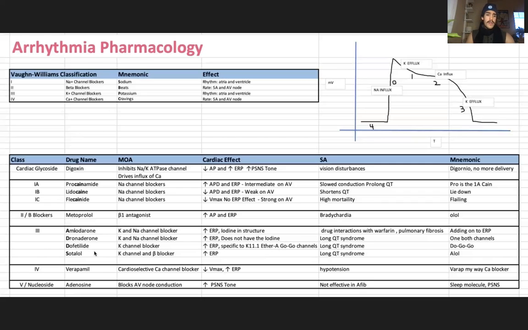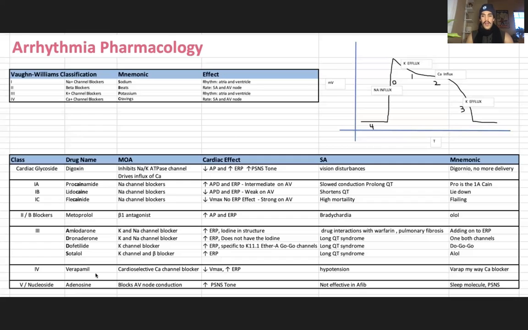So the last one is sotalol. What do you think when you say ALOL? ALOL, ILOL, OLOL. We got a beta blocker, everybody, but it's also a potassium channel blocker. So this is also going to extend the effective refractory period. It's a class 3 drug that we can use for arrhythmias. And it's kind of like it's got a dual purpose. It's got the potassium channel activity and it's also got the beta blocking activity. Look at that. We only got 2 more drugs.